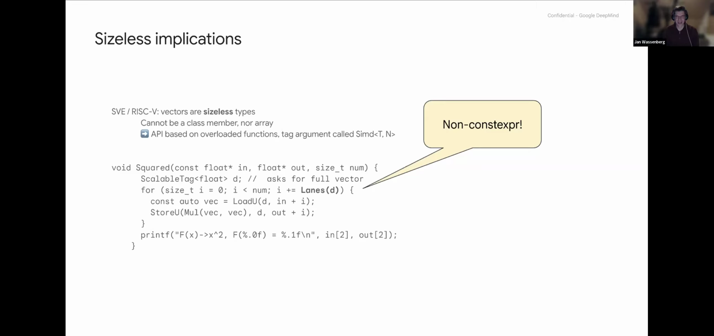So the encoding space of ARM, the ISA, is quite limited. They decided that they don't want to have, like Intel did, 128, 256, 512 instructions. They want to have a scalable vector extension, SVE, that implements some vector size, and you don't know what that size is at compile time.